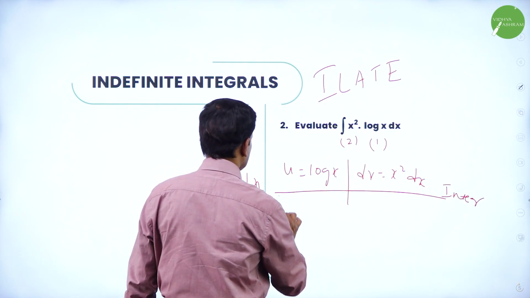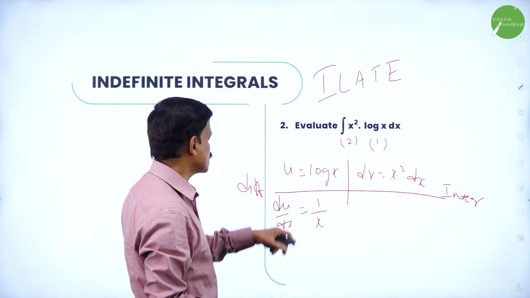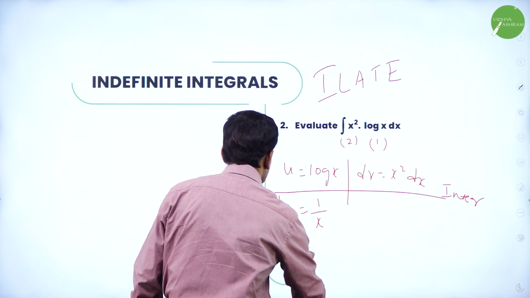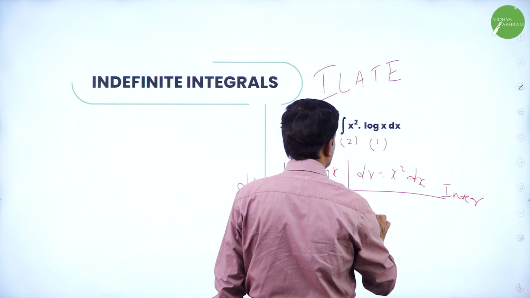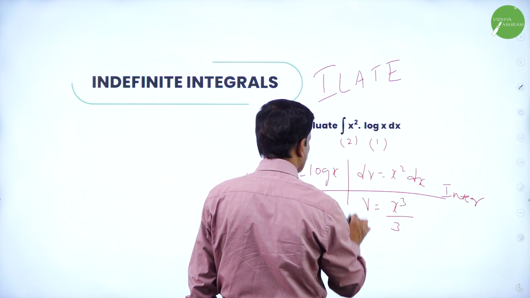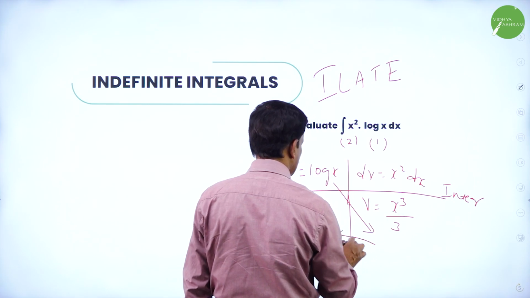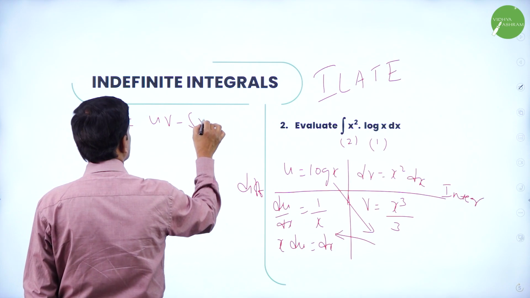So if you differentiate, du by dx is equal to differentiation of log x, which is 1 over x. Cross multiplying, x du is equal to dx. Now integrate it. Integral of dv is v, integral of x square is x cube by 3. Now what is the formula? This is the formula: uv minus integral v du. So integration by parts formula is uv minus integral v du.